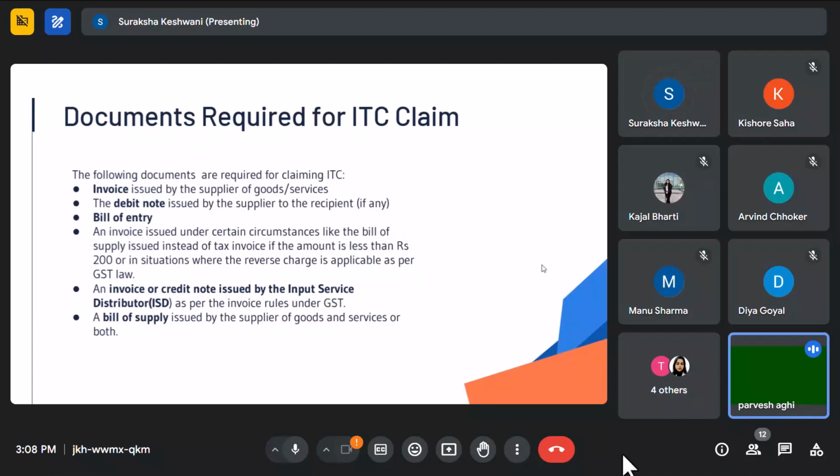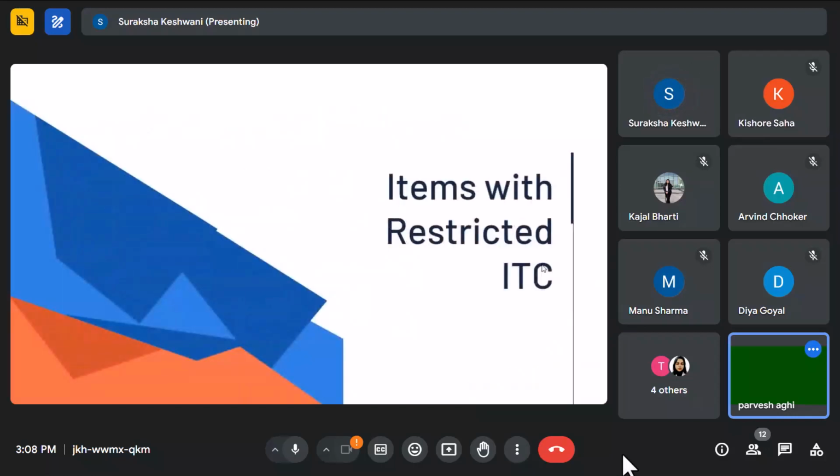So we had to file a bill of entry. So I had a very great kind of information about the bill of entry. Anyway, go ahead, please. So the coming slides.